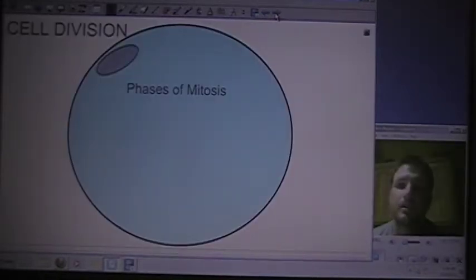The phases of mitosis are designed to show a chronological order of events in the replication of DNA as well as the changing and reproduction of a new cell. As we look over here in the corner, I'm going to show you very quickly. Let me select this first.